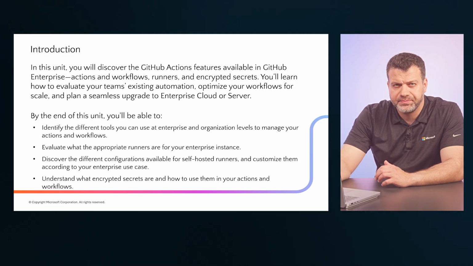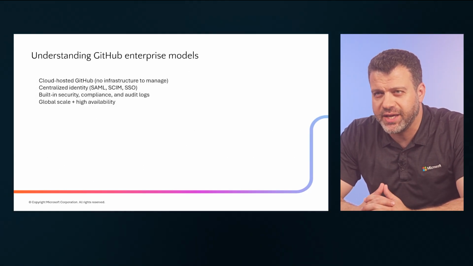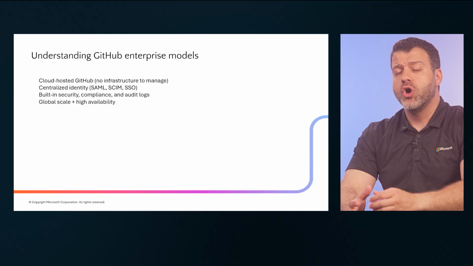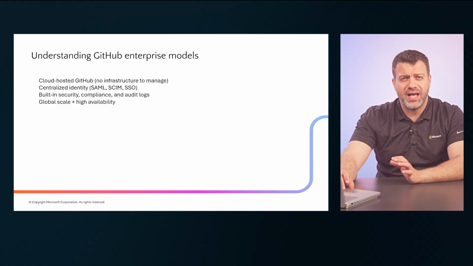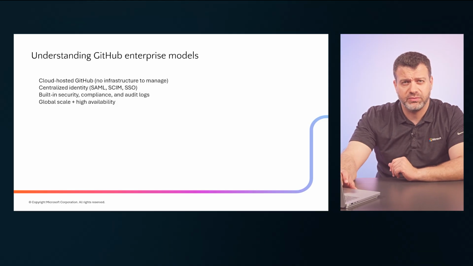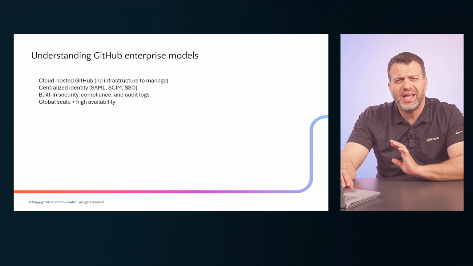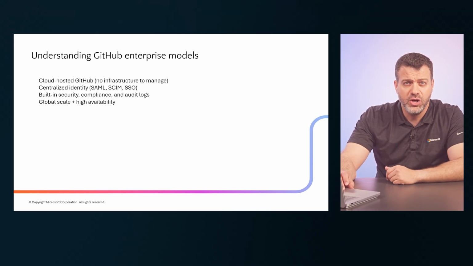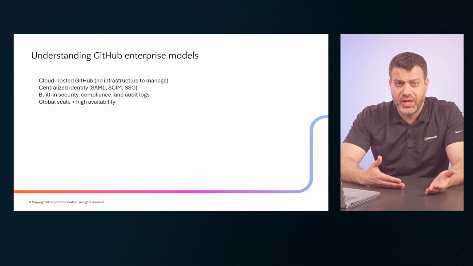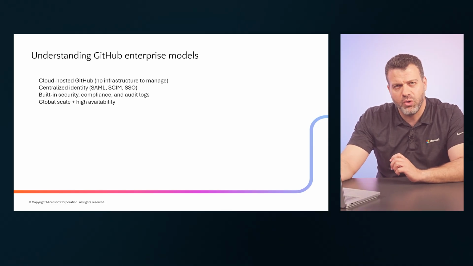Let's get started. When organizations move to GitHub Enterprise, the first big decision is: do we manage the infrastructure or let GitHub handle it for us? GitHub Enterprise Cloud is a fully managed cloud option. GitHub handles the infrastructure, you get built-in availability and scaling, and you integrate directly with your identity provider. So organizations get centralized user management, better compliance visibility, and less operational overhead.